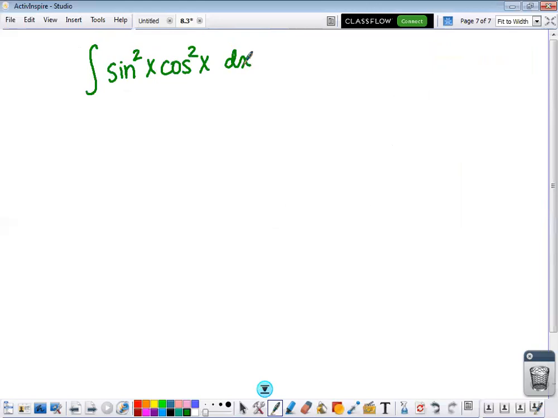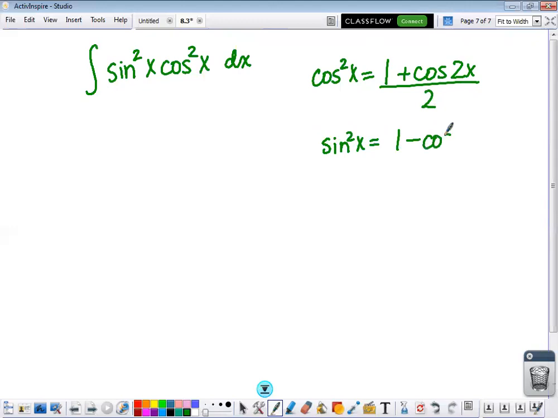Okay, so remember what it said on the first slide. We're going to use the double angle formulas, and those are going to be on your formula sheet, so you'll be able to have access to those. So 1 plus cosine of 2x all over 2, that's what cosine squared is, and then sine squared x is 1 minus cosine of 2x all over 2.